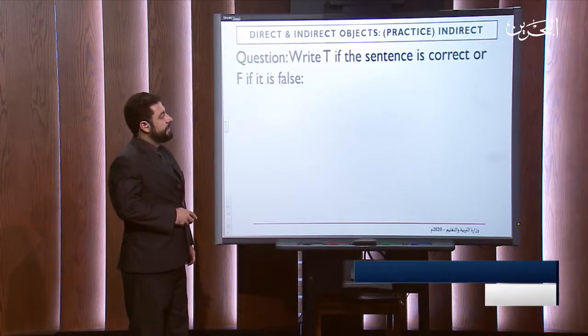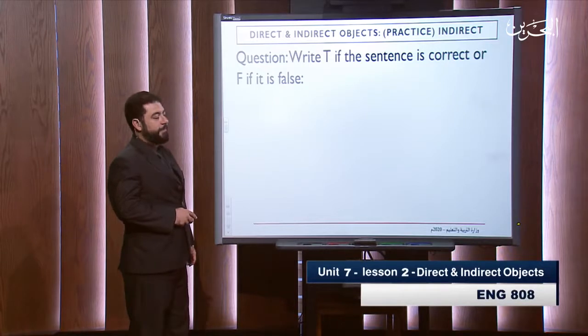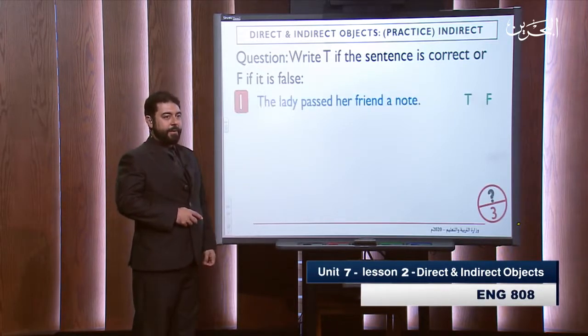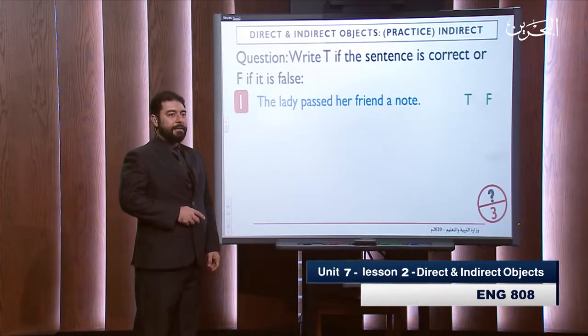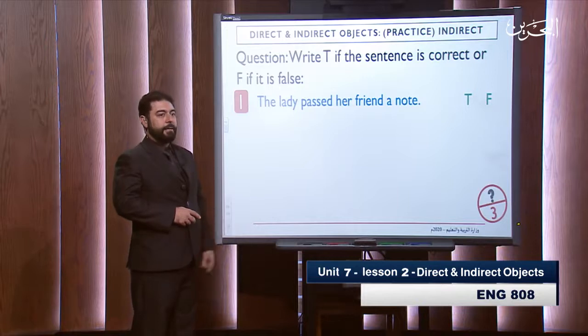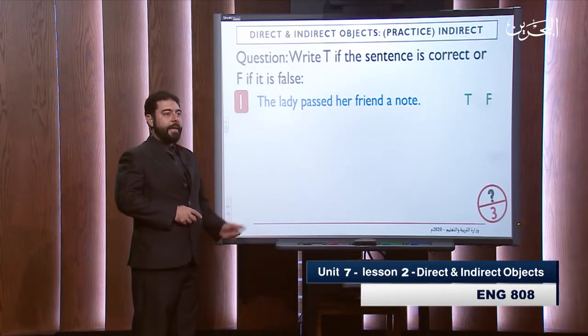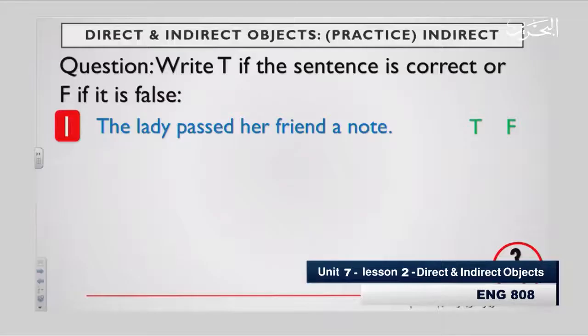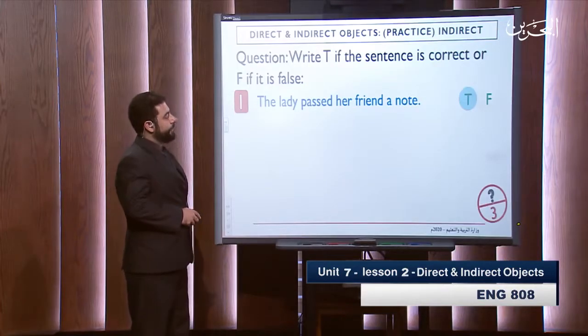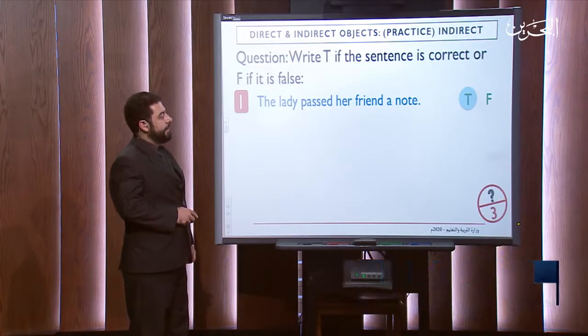Write T if the sentence is correct or F if it's false. And I have a mark of 3. Number 1, the lady passed her friend a note. If this sentence is correct, circle T. If it's false, circle F. And you have 5 seconds. All right, let's check the answer. The answer is true. The lady passed her friend a note.